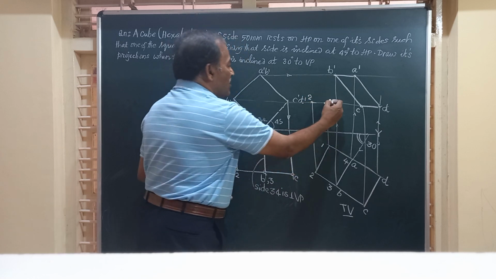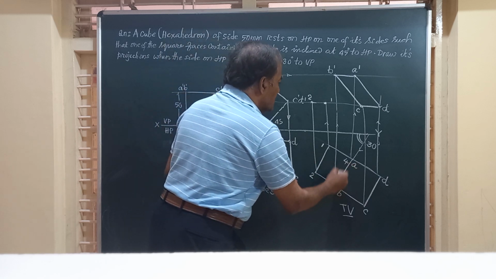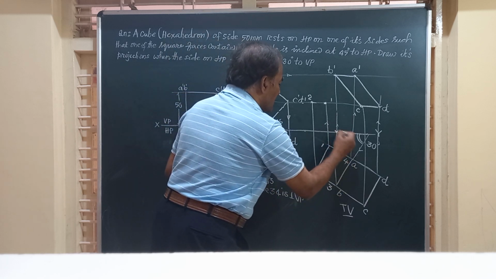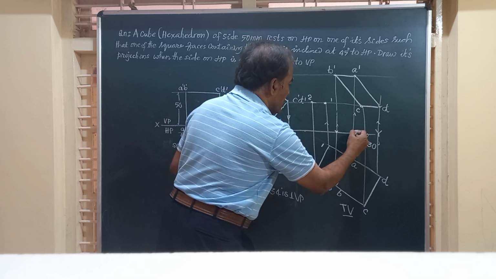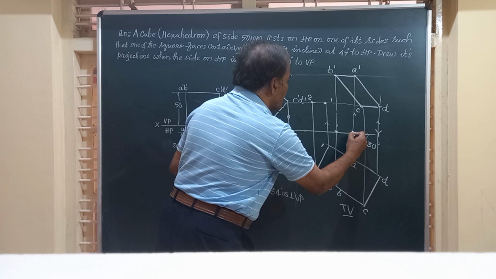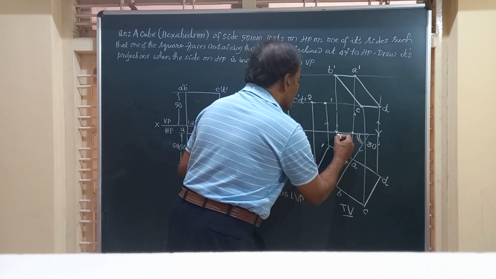So this is going to be point 2. 1, 2 we have got. Then we have got 3 and 4 on xy. So 3 is here and the point 4 is here, somewhere here, friends. Yeah, this is going to be point 4. Friends, now let us join 1, 2, 3 and 4.